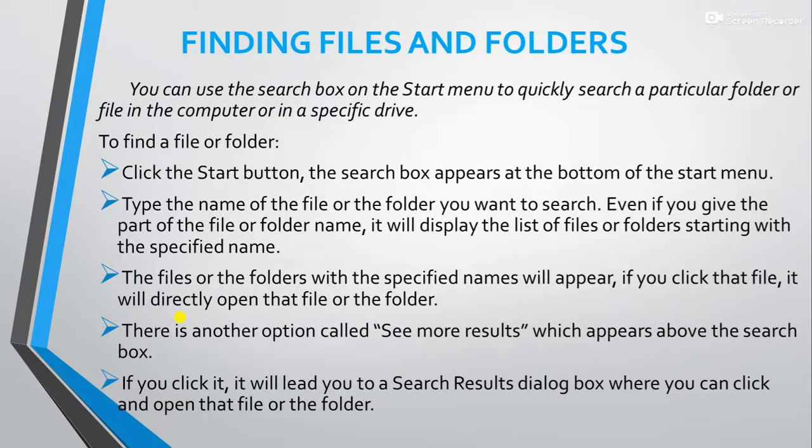Finding files and folders. You can use the search box on the Start menu to quickly search for a particular file or folder. Click the Start button. The search box appears at the bottom of the Start menu. Type the name of the file. The files or folders with the specified name will appear. There is another option, See More Results, and if we click it, it will lead you to the Search Results dialog box, where you can click and open that file or folder.